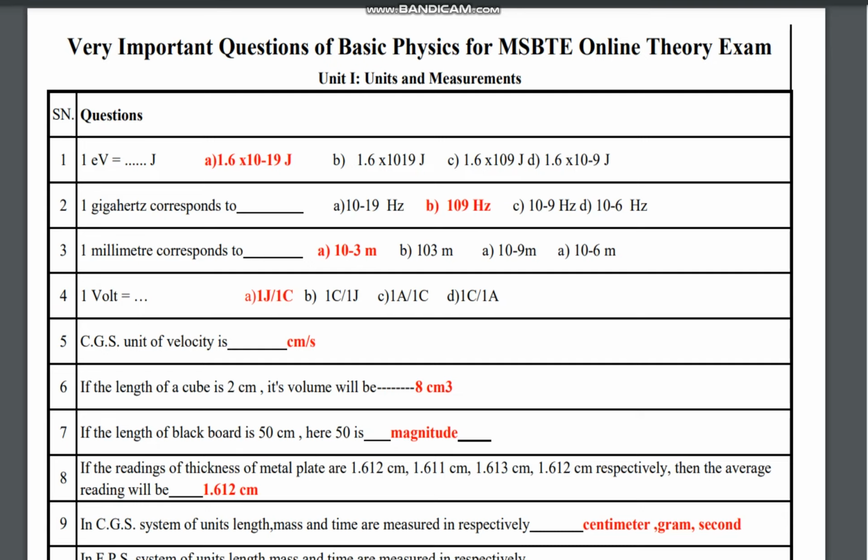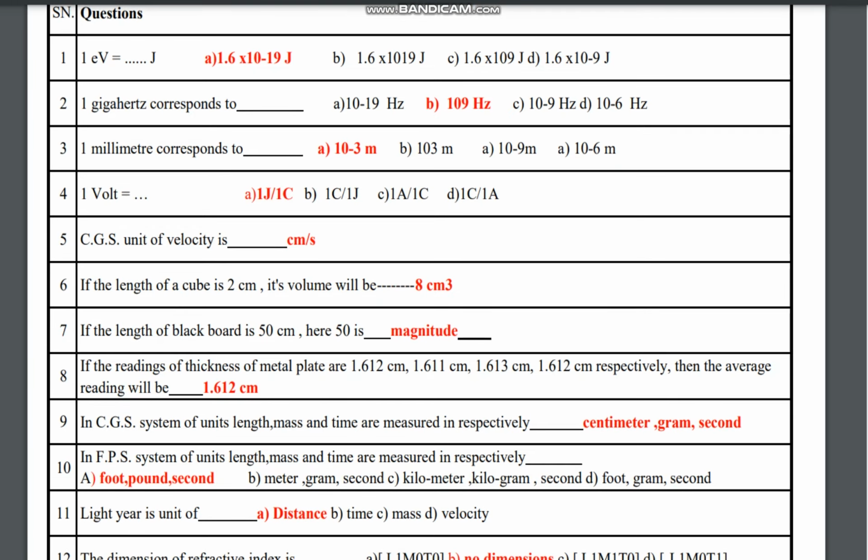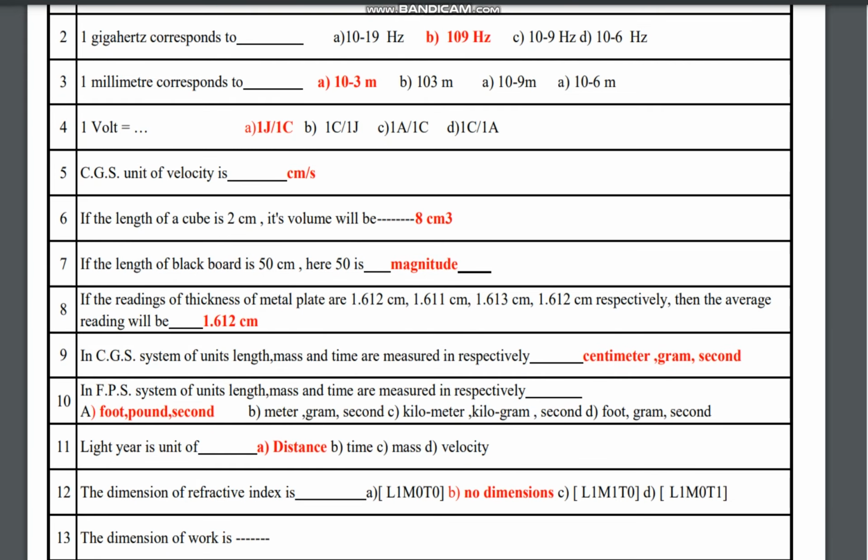First question, 1 electron volt is equal to 1.6 into 10⁻¹⁹ joule. Then 1 gigahertz corresponds to 10⁹ hertz. Then 1 millimeter corresponds to 10 raised to minus 3 meter. Then 1 volt is equal to 1 J upon 1 C.